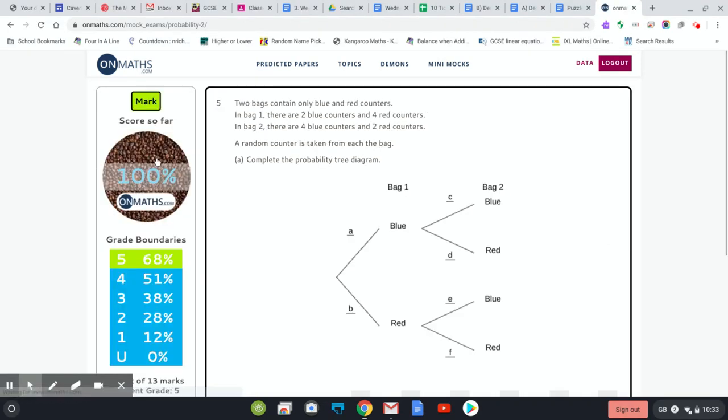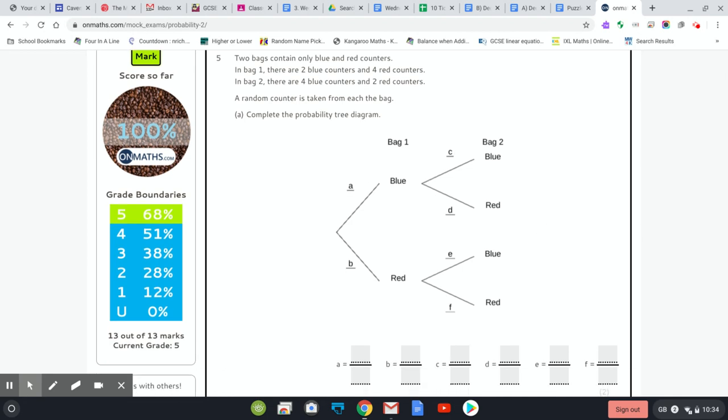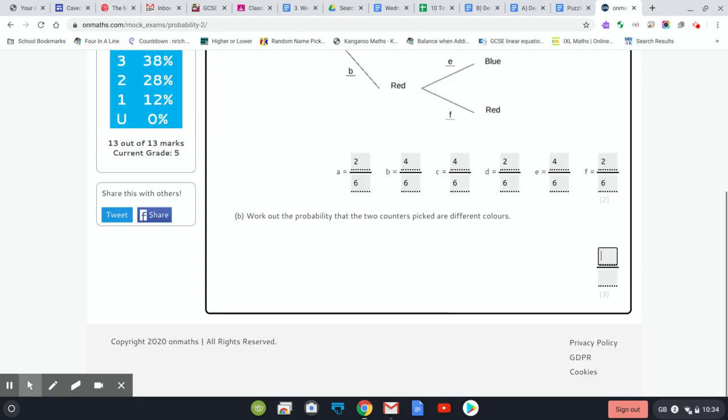Okay, so pause this whenever you need to. This one you had to fill in the probabilities. So bag 1, blue, there are 2 blues out of 6. So you don't have to simplify it this time. Normally you would, but you don't have to. So red, there are 4 out of 6. In bag 2, there are 4 blues out of 6 and 2 reds out of 6. So it's 4 out of 6 again and 2 out of 6. So pause it whenever you need to.